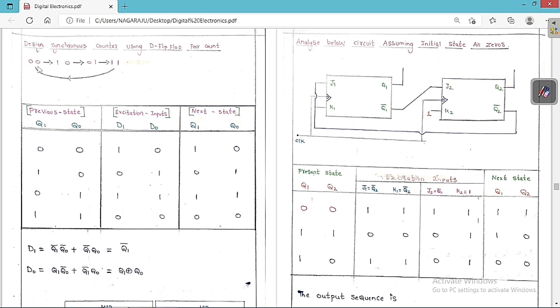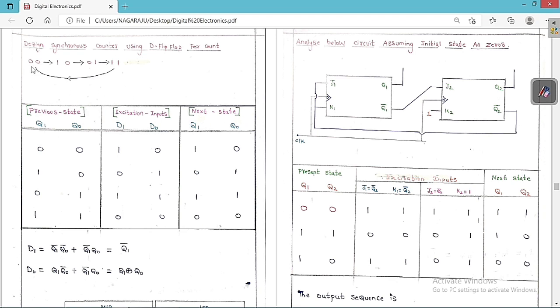So basically we have only 2 binary bits, so we have to build 2 flip-flops, the number of which equals the number of bits. So here is Q1 Q0. This is called the previous state and this is called the next state.